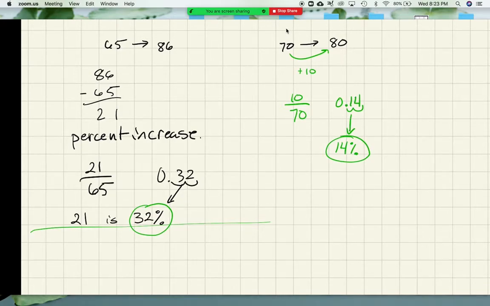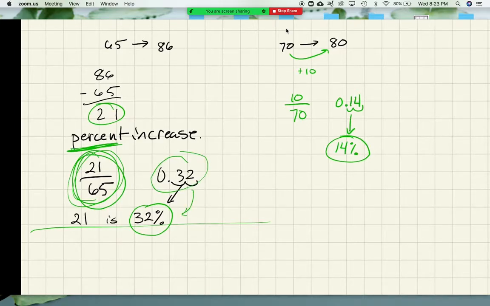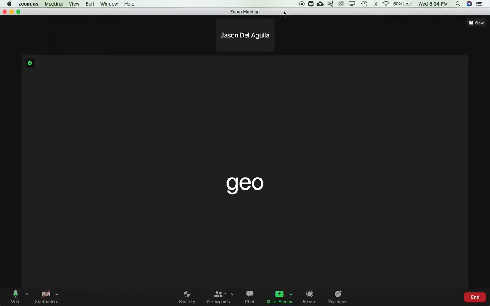That's crazy. So we got first the increase, and then it was asking for the percent increase. So you would divide just to get that decimal, and then to change it into a percent, you move it over to the right, and then do the same thing on this side. But then it was asking for the difference between the two, so you just subtract, because difference just means subtraction.